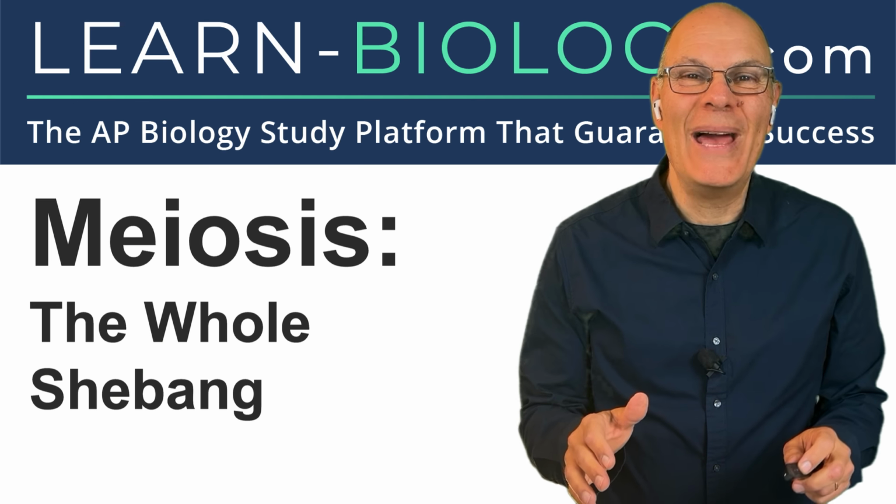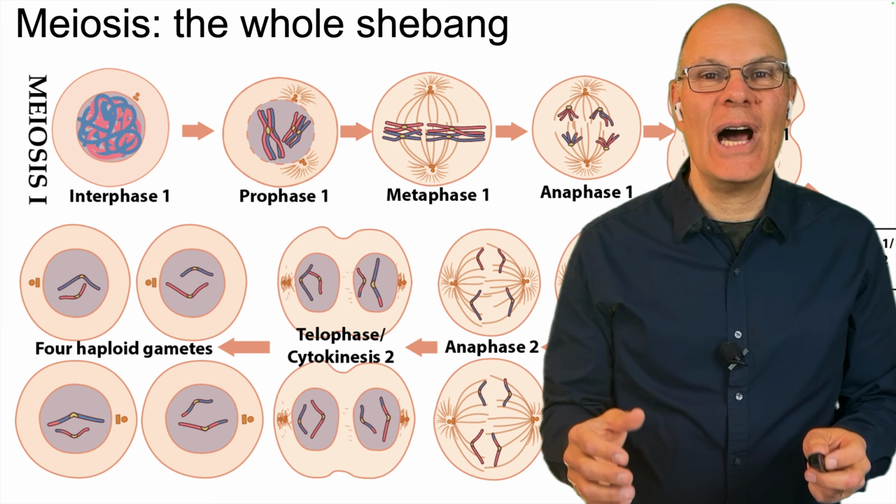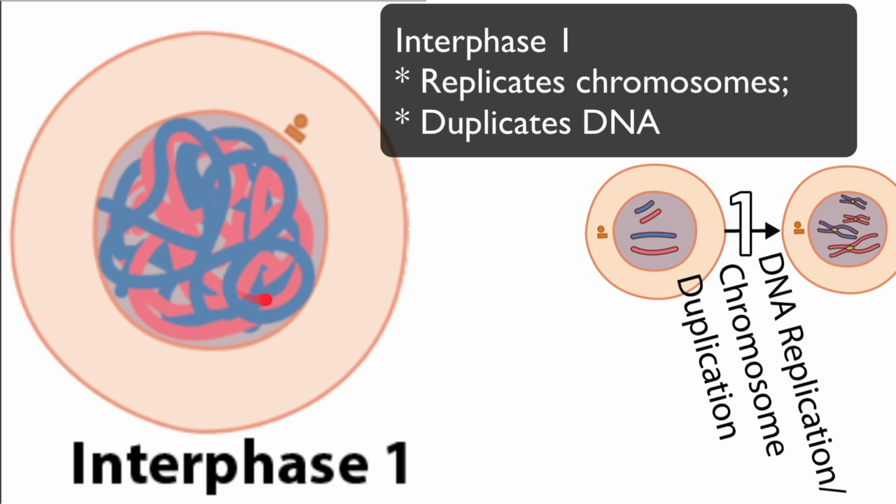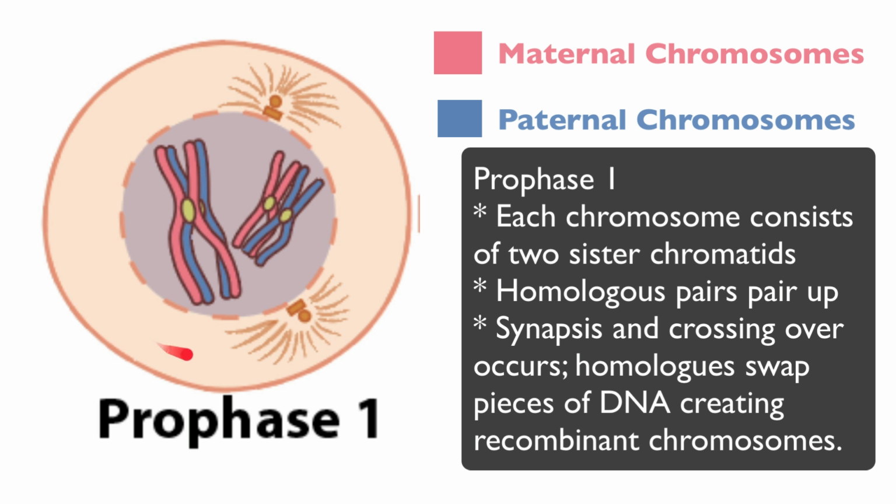Meiosis, the whole shebang. Let's walk through the entire process. We begin with interphase, and the thing to remember about interphase of meiosis is that it does exactly what interphase of mitosis does. It replicates the chromosomes, duplicates the DNA. That's why when we get to prophase 1, each chromosome consists of 2 sister chromatids.